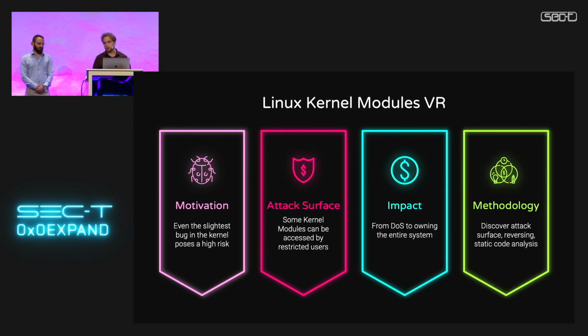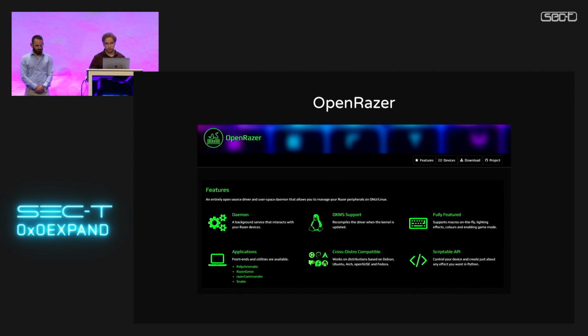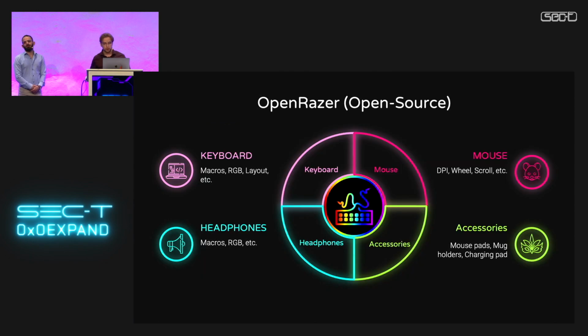The way we've done it is by looking for big third-party vendors and examining their code, one of which was Razer. If you may know, Razer is a big peripheral hardware vendor focusing mainly on gaming gear. And if you want to interact with them in a Linux environment, you will most likely use the OpenRazer software, which is open sourced.